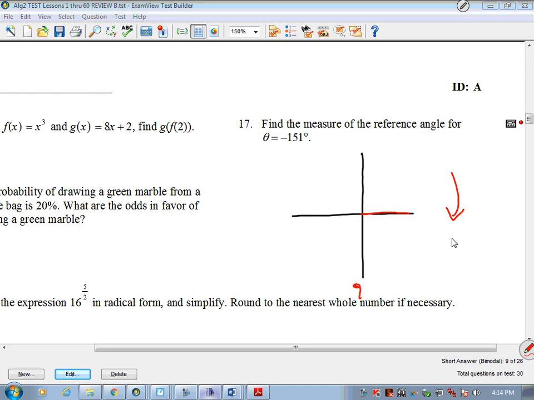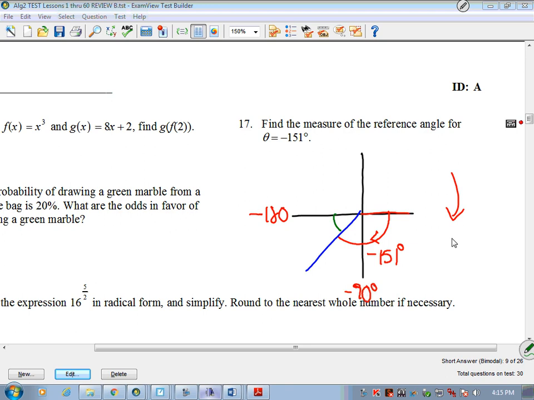This is negative 90 degrees. This is negative 180 degrees, which means as we come across, we're going past, and we're going to wind up somewhere over here, until we stop there. We will have gone negative 151 degrees in this direction, and our reference angle is always positive, and it is the angle between our terminal side and the closest x-axis.